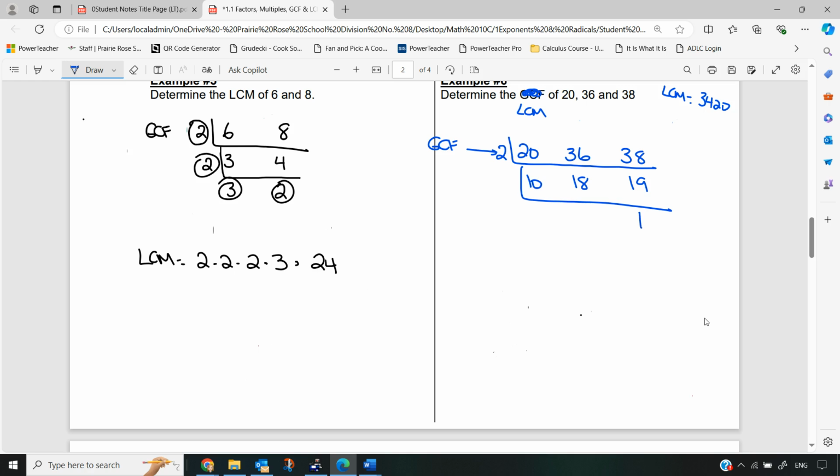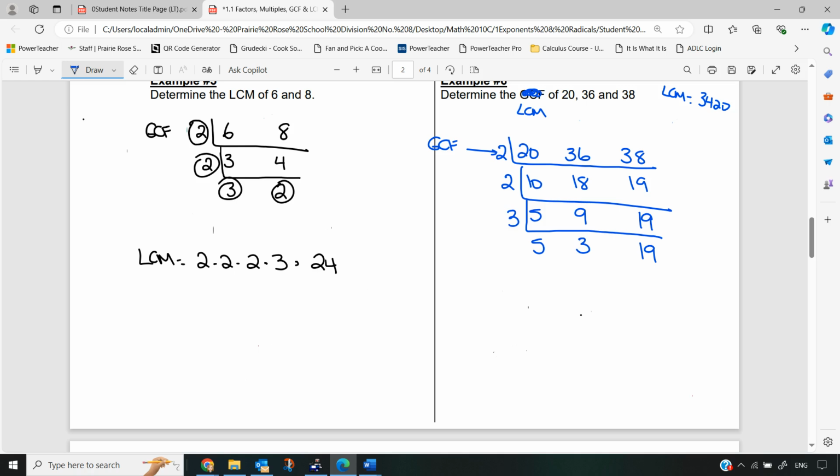19 is prime, can't be broken down any further. But 10 and 18 are both divisible by 2. So I'm going to divide by 2. 10 divided by 2 is 5. 18 divided by 2 is 9. 19 is prime, 5 is prime. They can't go any further, but 9 can still be broken down. So I'm just going to bring down the 5 and bring down the 19 because I can't go any further with those. 9 divided by 3 is 3. Now I have everything broken into primes.